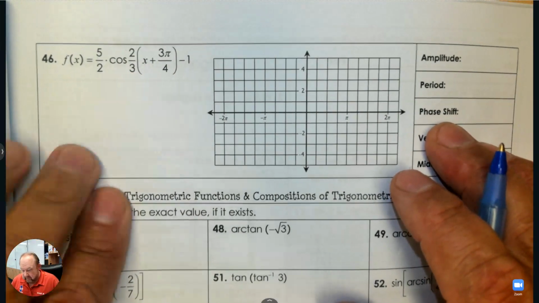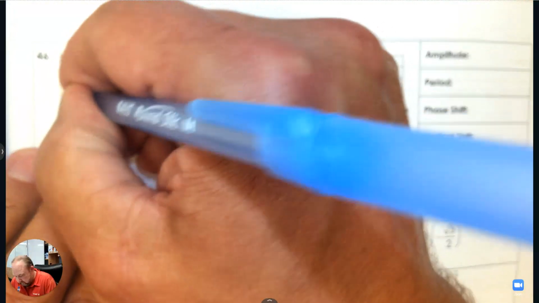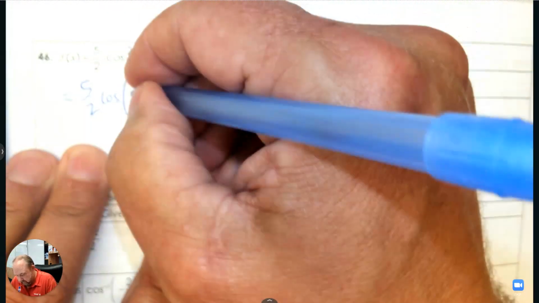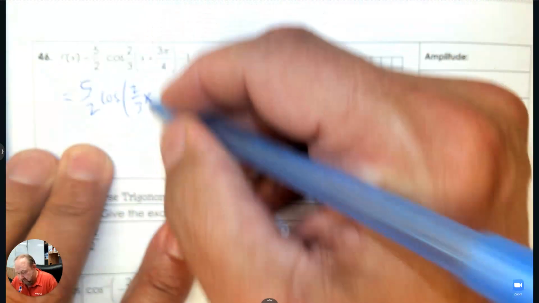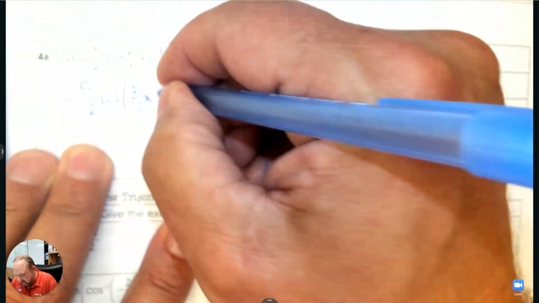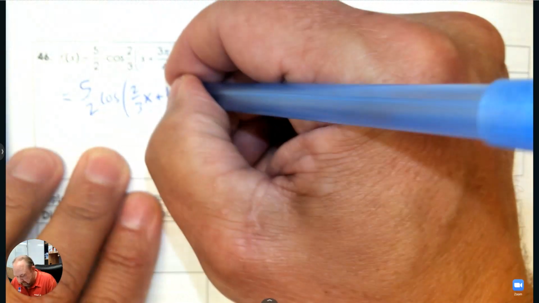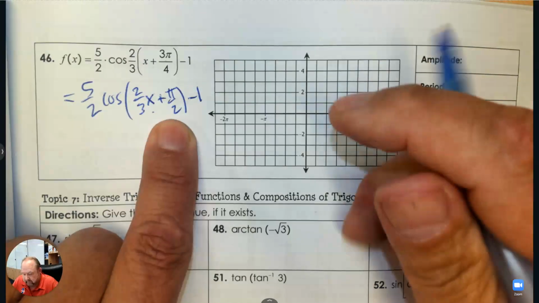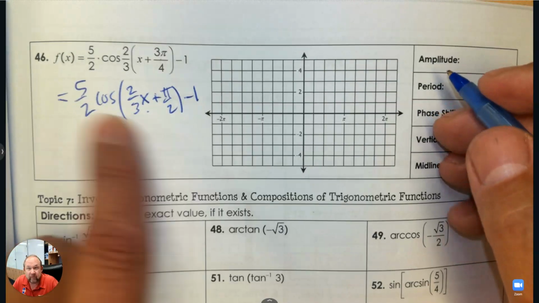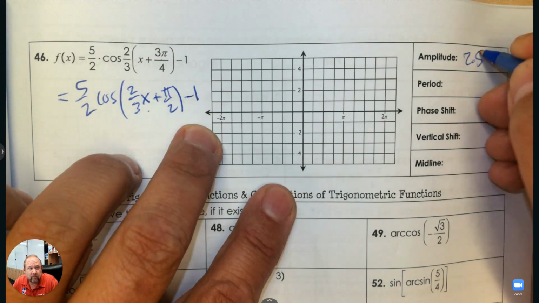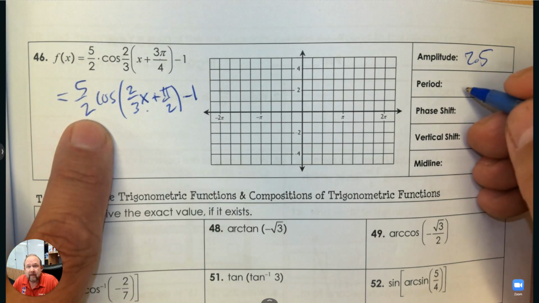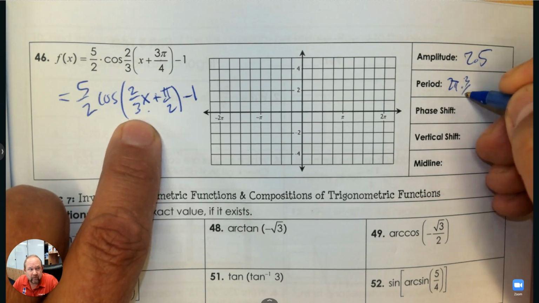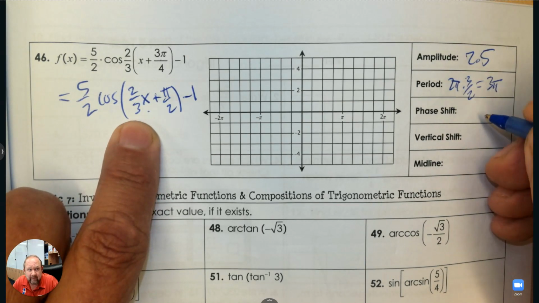All right, one more graph to practice. Oh, this has a lot of good stuff to it. So I'm going to change this. I'm going to keep 2/3 x, but I'm going to change this to pi over 2 to make it easier to do the shift. So it's very similar, just change it to pi over 2. It does have an amplitude, which is 2.5. That's in front. The period is 2 pi divided by that, which is the reciprocal. The 2's cross out, and that's 3 pi.